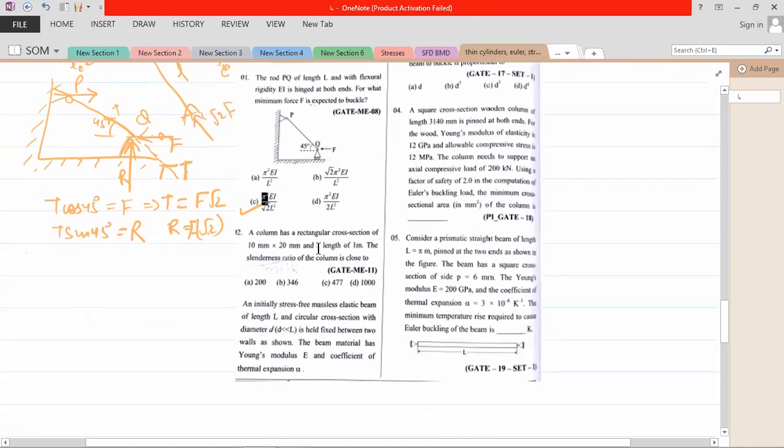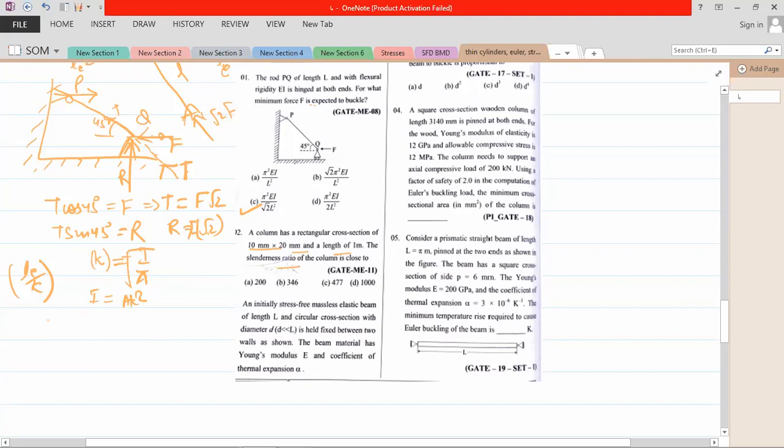Now the next question is, a column has a rectangular cross section of 10 mm and 20 mm, length is given. What is the slenderness ratio of the column? So it is asked what is the slenderness ratio. I explained to you, that is LE by K. Now what is K? So you need to find K first. How do you find K? K is root over I by A, because you know I is equal to AK square.